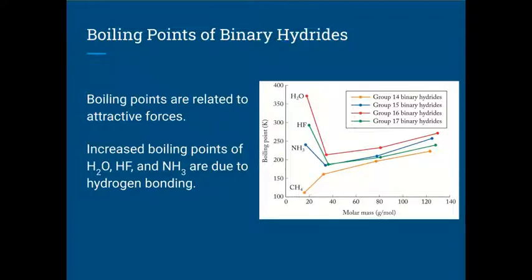Now let's take a look at boiling points of binary hydrides, which basically just means you have hydrogen bound to one other element. The boiling points are related to those attractive forces, those intermolecular forces. The increased boiling points of water, HF, and NH3 are due to hydrogen bonding. So you can see it mostly follows this kind of upward trend. But these outliers here, with really high boiling points for how small they are, are because of that hydrogen bonding. And remember, that's when you have that H covalently bound to an F, O, or N.